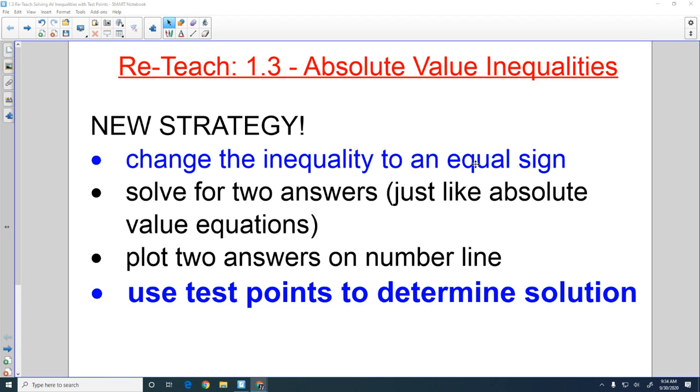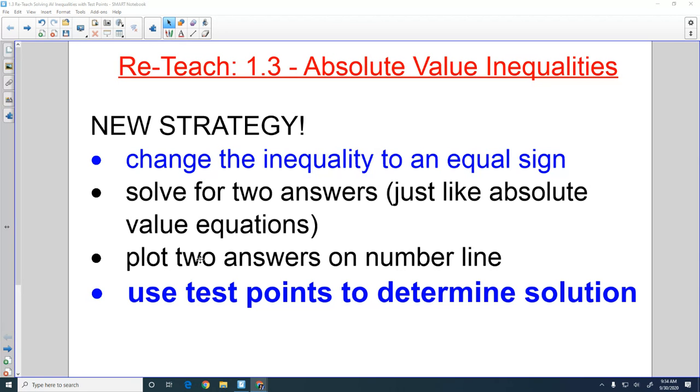So make it an equal sign. And that way, that's going to save you a lot of trouble as you're doing the solving. You can focus on just your basic algebra of solving for x or whatever the variable is. So you solve for your two answers. And then whenever you get your two different numbers, you plot those on the number line. All right, but again, we don't know which way the arrows are going to be going.